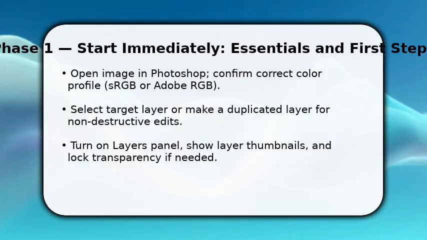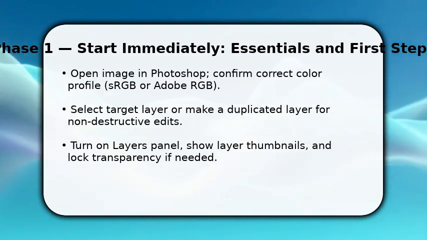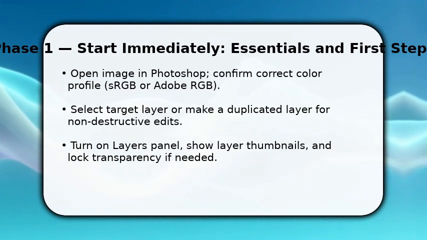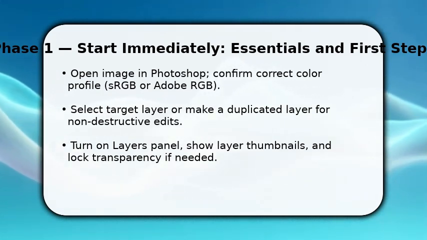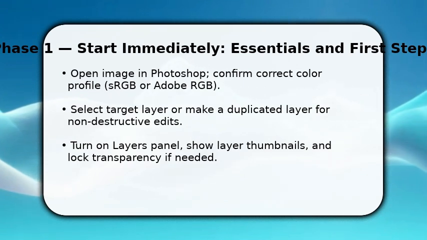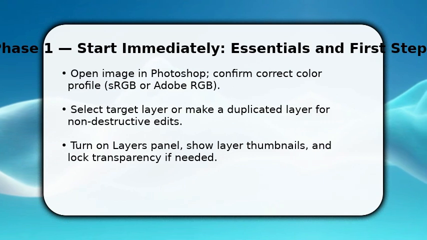Enjoy the video. You start by opening the image and immediately choosing the layer you will change. Make a duplicate layer so you can undo easily later. Next, pick the correct color profile, sRGB for screen work, because colors look different versus print. Turn on the Layers panel, and if you only want to affect painted pixels, lock transparency.